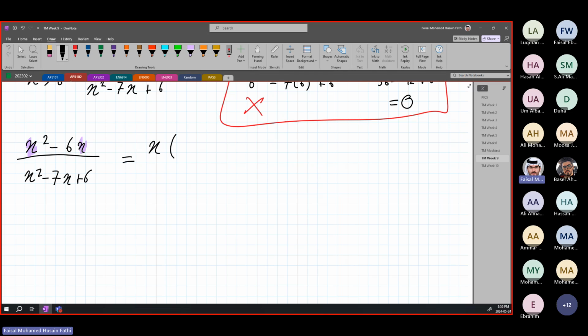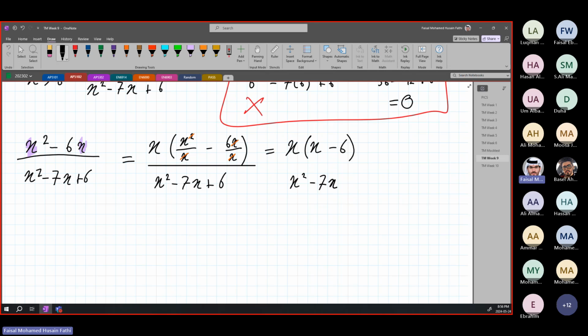So if we're doing the full way, this is how it's going to look. Dividing by x here, minus 6x divided by x here. If you notice, x and x will cancel here. The square will go away because it's x power 2 minus x power 1, which is just x power 1. So it is going to be equal to x times x minus 6, just like that, divided by, of course, x squared minus 7x plus 6. Same thing here, x squared minus 7x plus 6.